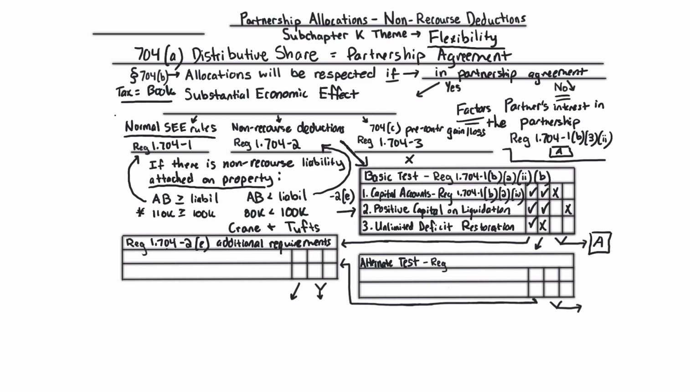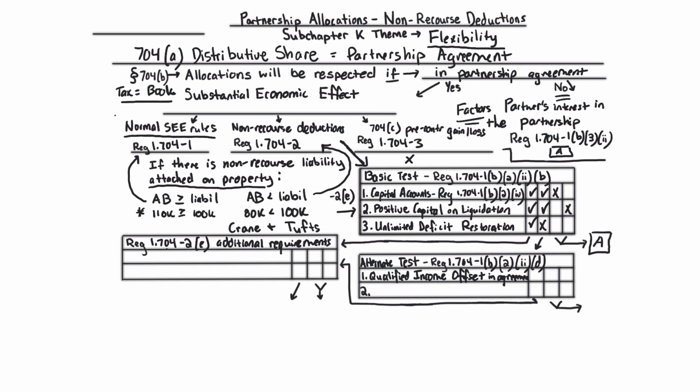The alternate test from Reg 1.704-1 is still important. That alternate test is found in Reg 1.704-1(b)(2)(ii)(d). And the 2 requirements you need, in addition to what you had in the basic test, are that you also need to have a qualified income offset in the partnership agreement. So you need a qualified income offset in the partnership agreement.